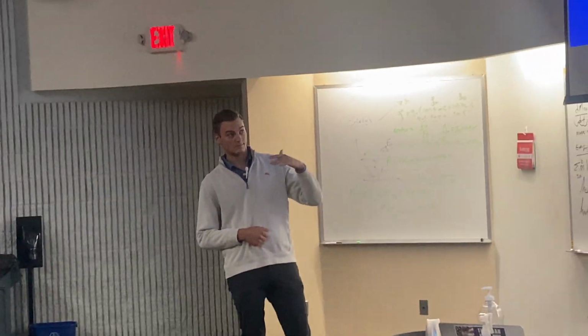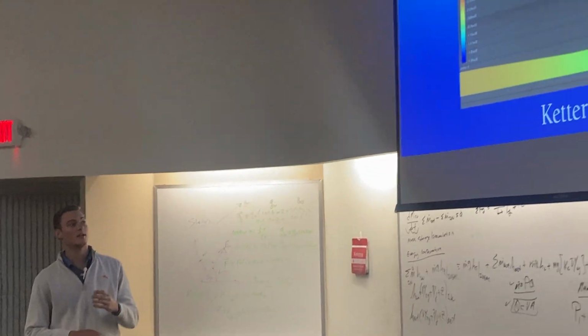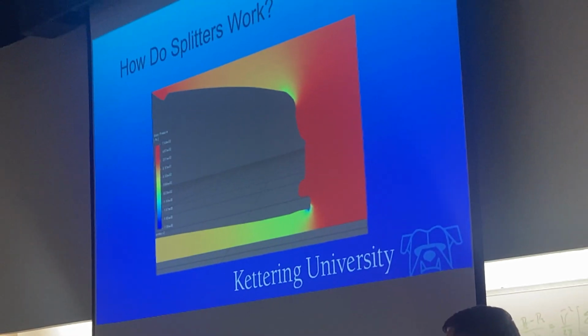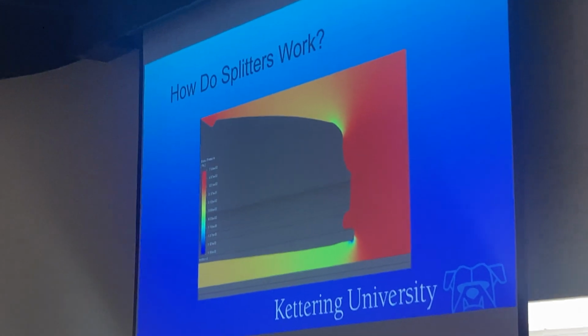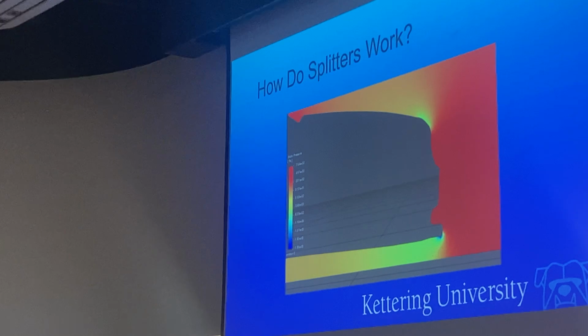So you can see it's splitting the high pressure and low pressure air, and you want the low pressure air to go underneath the car because that basically creates a vacuum effect and will suck the car into the ground.